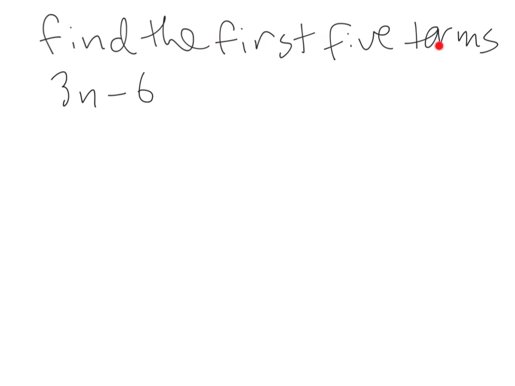Okay, so find the first 5 terms of the sequence with the nth term 3n minus 6. So again, I'm going to write out this nth term, swapping the n for a set of brackets, and inside the brackets each time I'm going to put the numbers 1, 2, 3, 4, and 5.